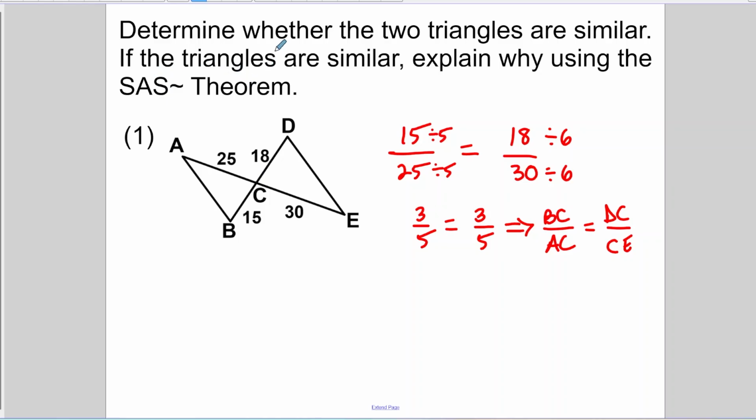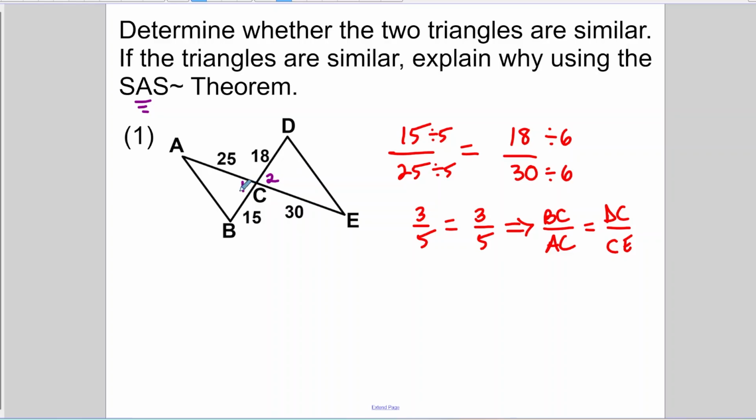But to use the side angle side similarity theorem, we also have to show that the angle between is the same in both. So notice the angle between these two sides is over here. And I'm just going to put a 1 here to name this angle. I'm going to call that angle 1. And then that would be corresponding to angle 2 over here in the next triangle.